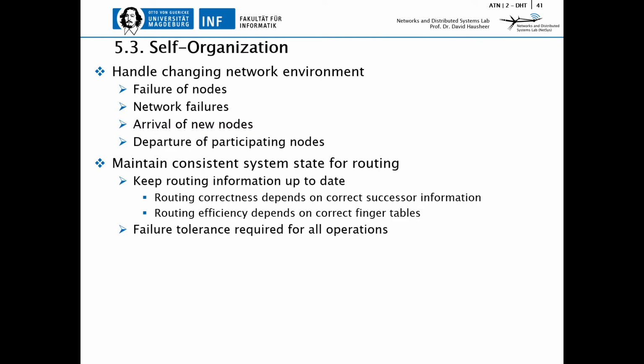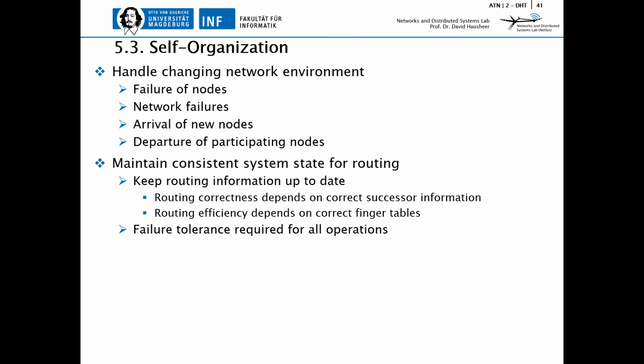Now, as we mentioned earlier, this DHT completely self-organizes itself. That means whenever changes happen in the network environment, those are handled accordingly. That means, for example, when nodes fail, or when entire network links fail, or when new nodes join the network or depart again from the network.